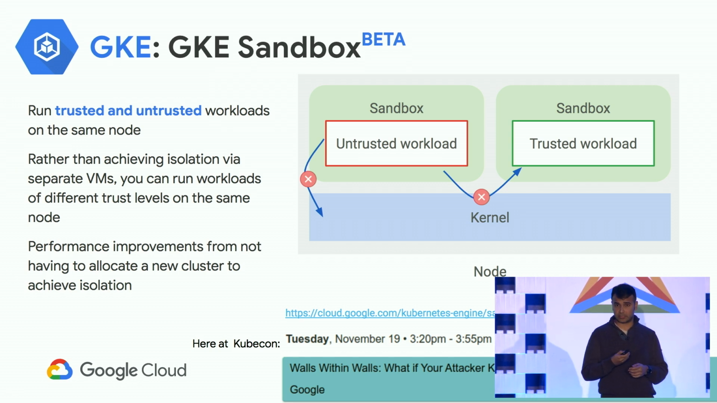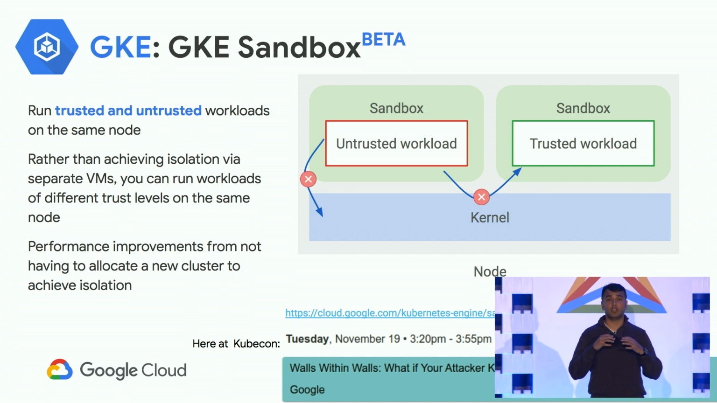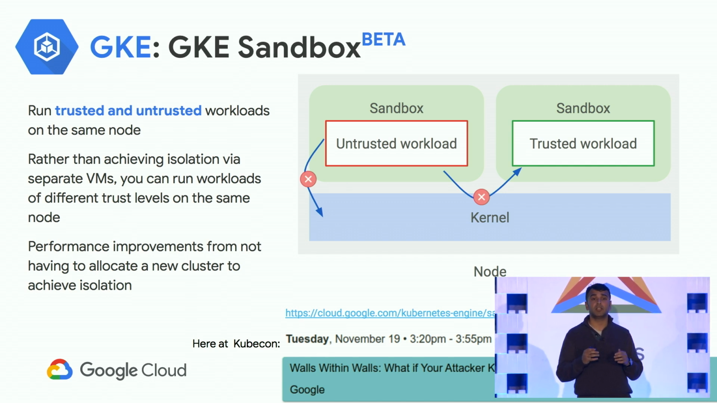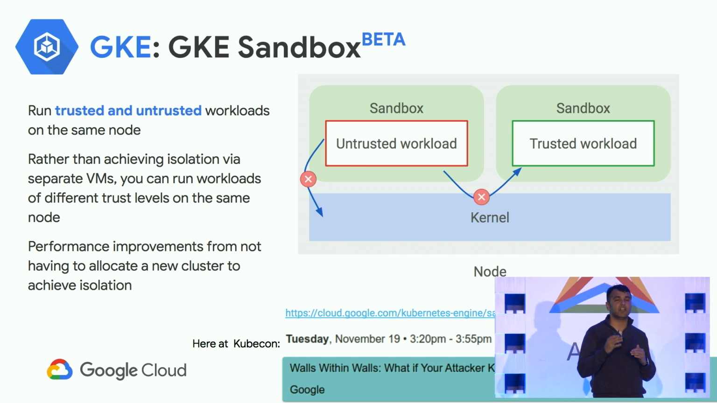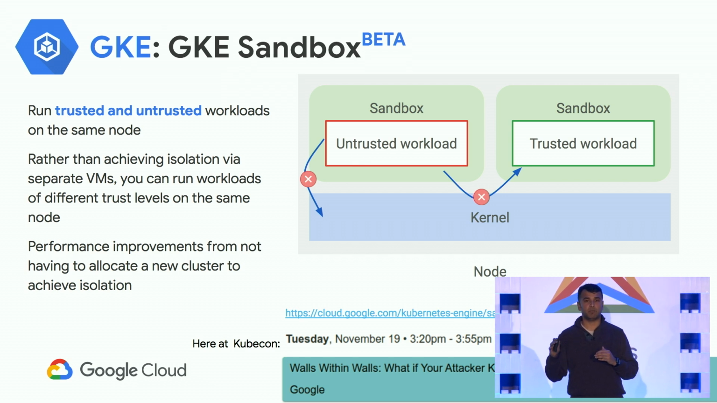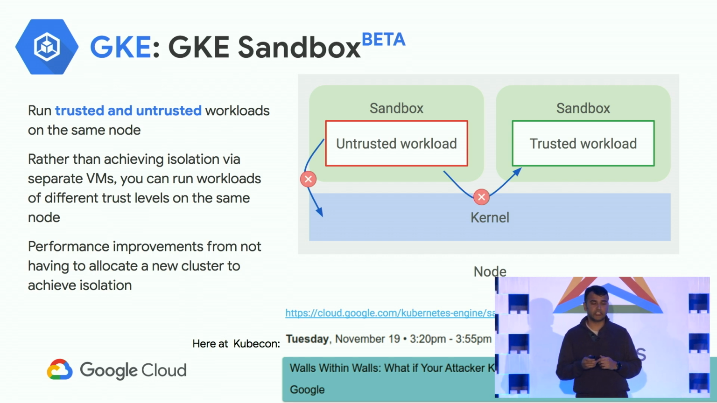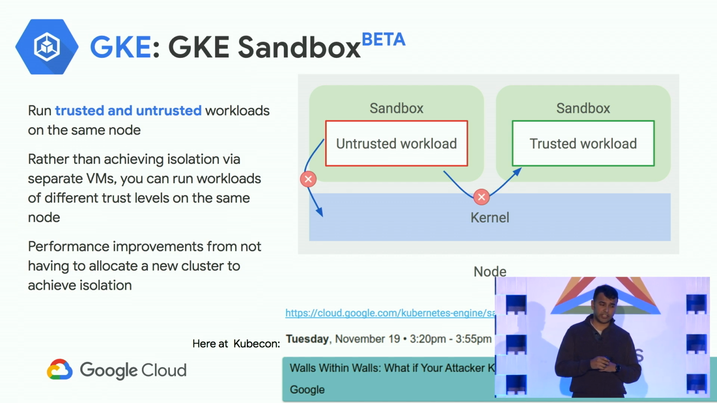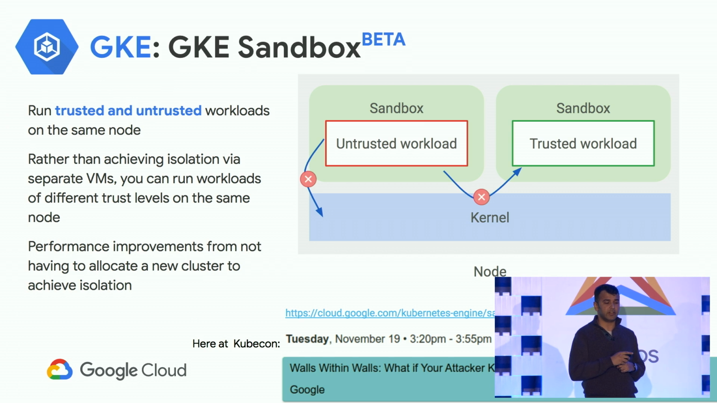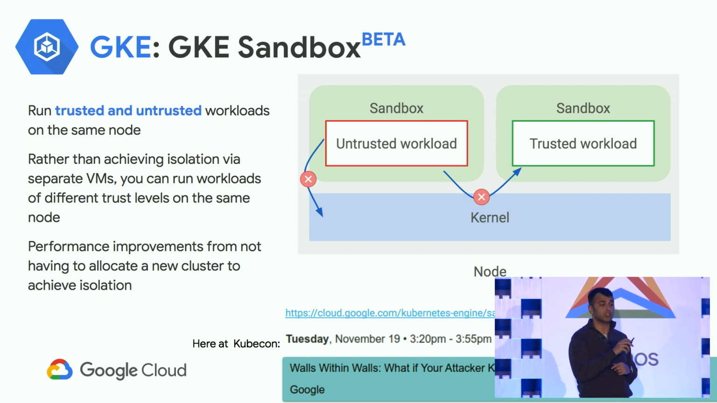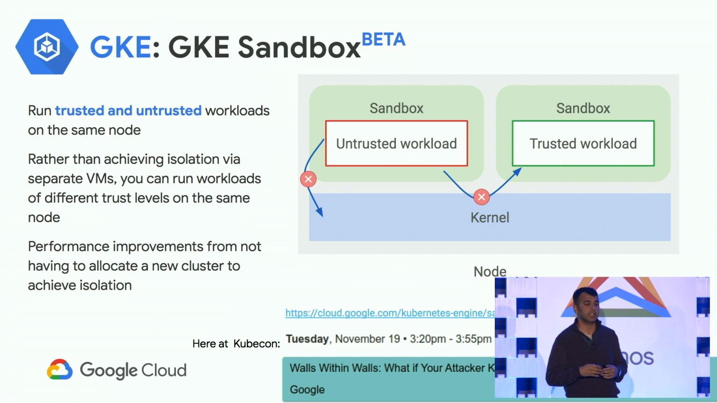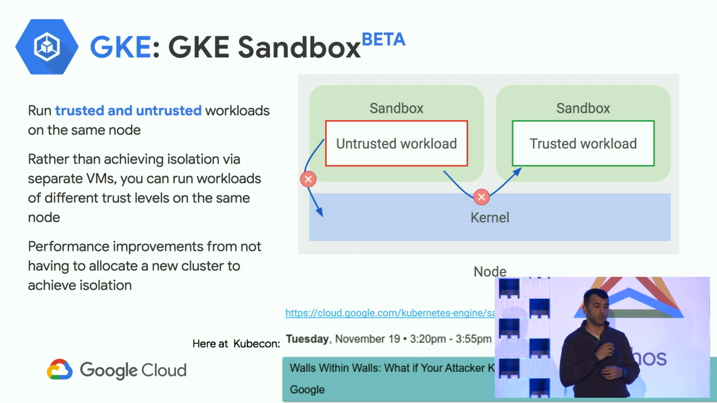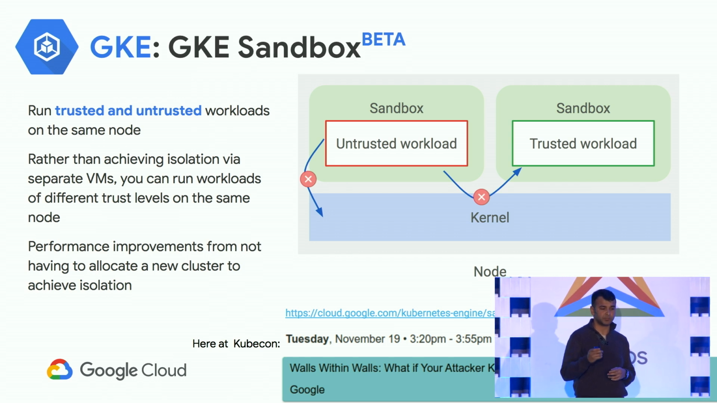With GKE Sandbox, you can achieve isolation on the same node. You can have multiple pods at varying levels of sensitivity and risk running on the same node. The isolation is at kernel level and at runtime. A plug there: my coworkers, Tim Allclair and Greg Castle, are giving a deeper talk on isolation, container escapes, and Sandbox overall tomorrow. So if you're interested, please go ahead and register for the talk.